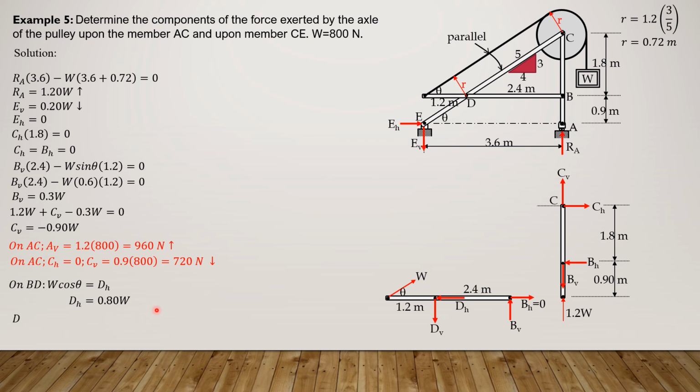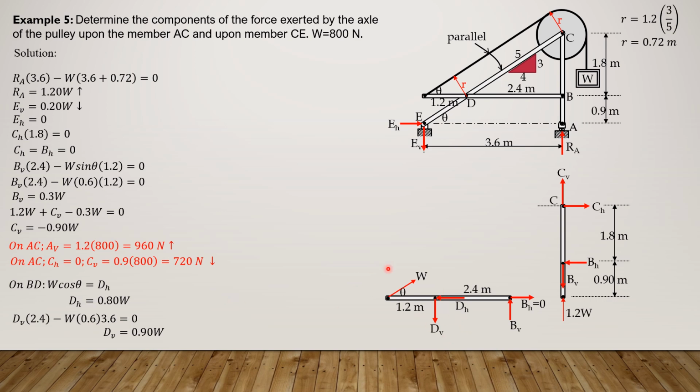So having found that, we can now draw the free body diagram of member CE. And before going to that, let's sum up moment about B equals 0 to solve for D sub V. So D sub V times 2.4, that's counterclockwise positive, then minus W sine theta or W times 0.6. The moment arm is 3.6, 1.2 plus 2.4, 3.6 equals 0. So D sub V is positive 0.9 W.